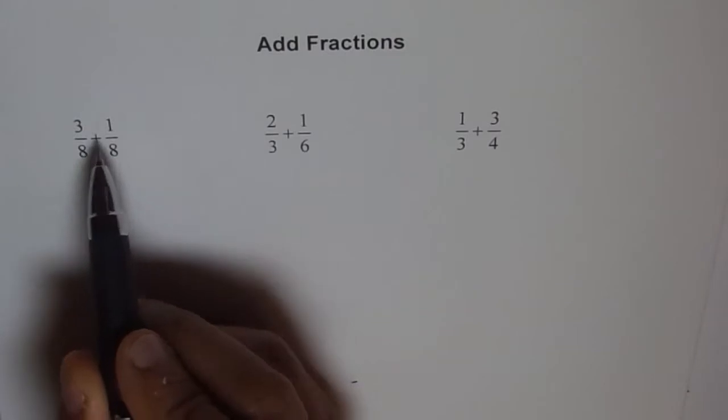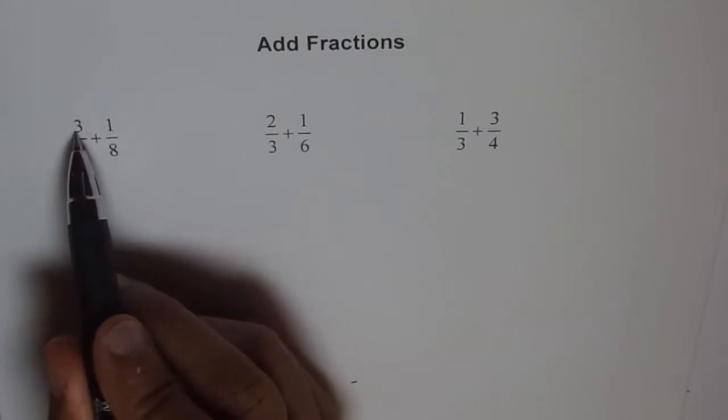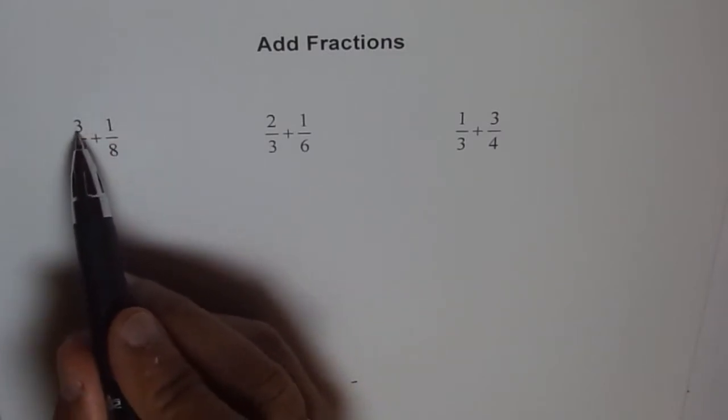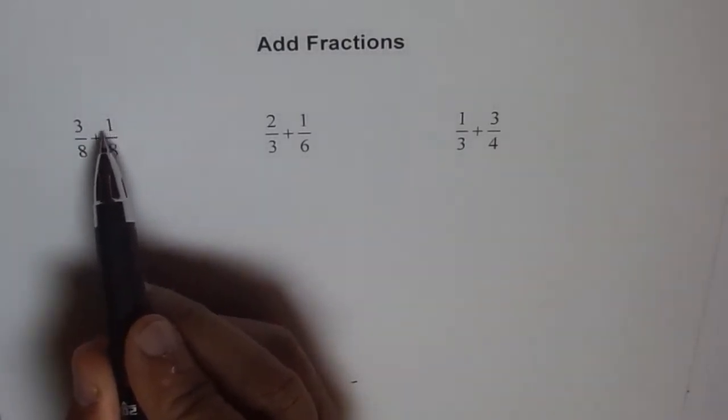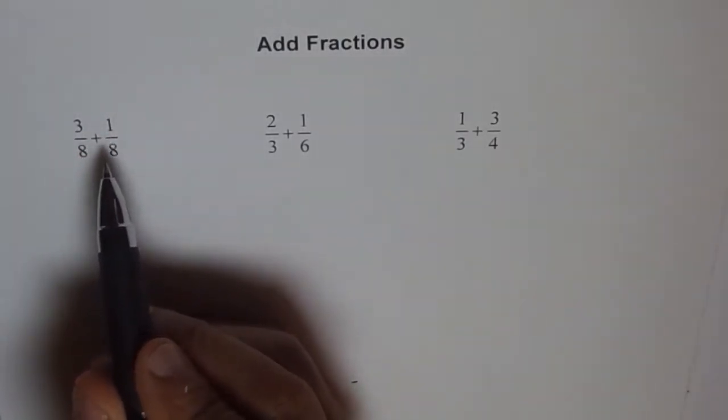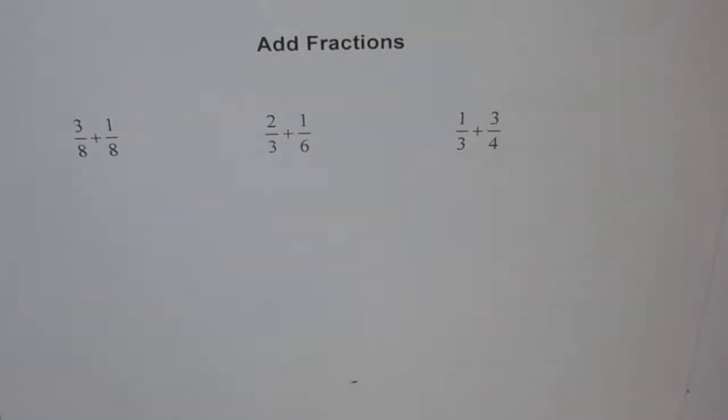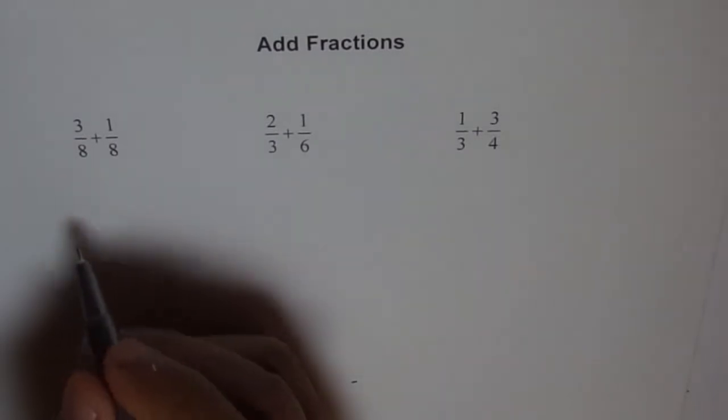Now you can find how many parts are taken. So like 3 out of 8 and 1 out of 8. So total are 4 out of 8. That is how you can understand it, right? So if I can draw this and show you on a diagram, then it will be like this.